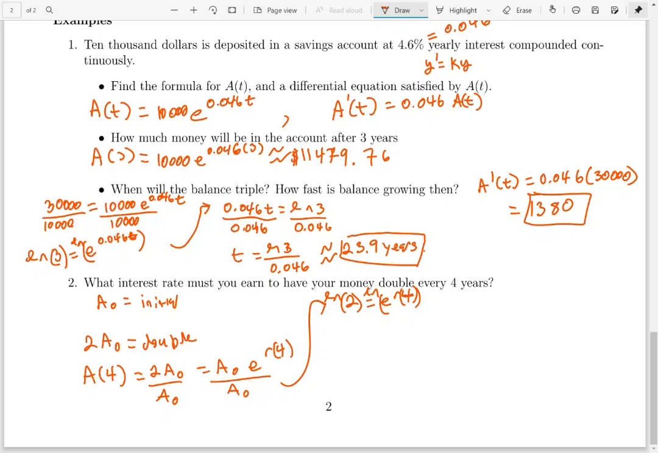And so I get that the natural log of 2 is equal to 4r. Divide by 4. I get that r is equal to the natural log of 2 divided by 4, approximately 0.173. If you want to write that as a percent, multiply by 100 and put the percent symbol. So 17.3%.